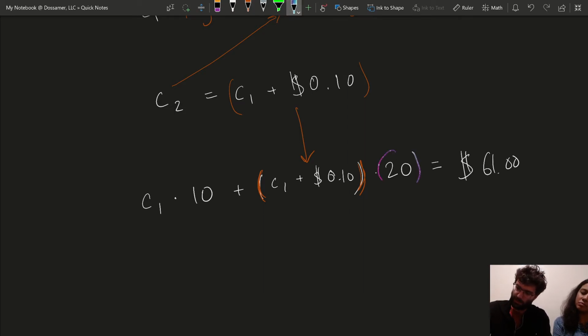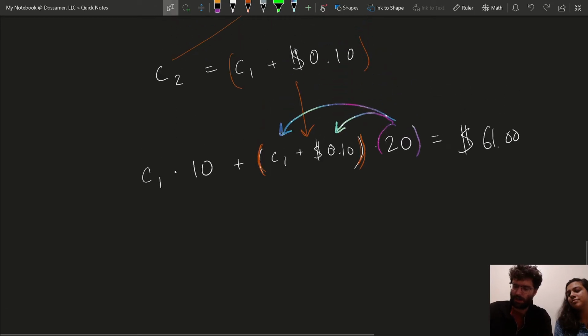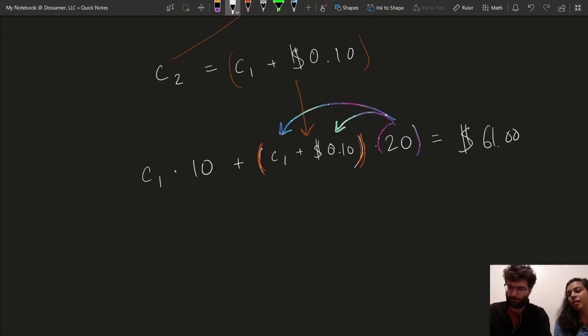I don't want to say you don't have to follow PEMDAS, but in this case, in terms of simplifying this down to solve it, the easiest thing to do is you go to these parentheses. It tells you start here. Inside the parentheses, there's not a lot you can do. C1 plus 10 cents, that's already simplified. But we can take our outer 20 and distribute it over the two terms inside of the parentheses. And so we're going to get, what are we going to get?